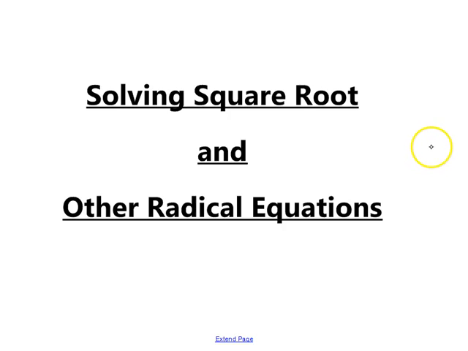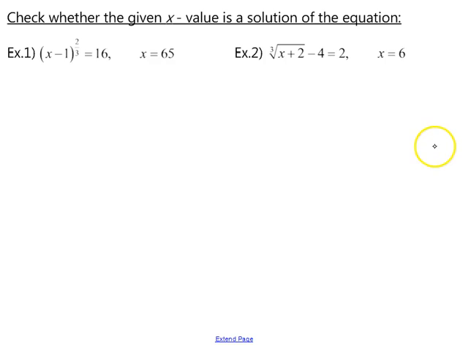Solving square root and other radical equations. The first thing we want to do is practice checking whether a given x value is a solution of the equation. So in example 1, given this equation, we want to substitute the value 65 for x and see if this equation is true.